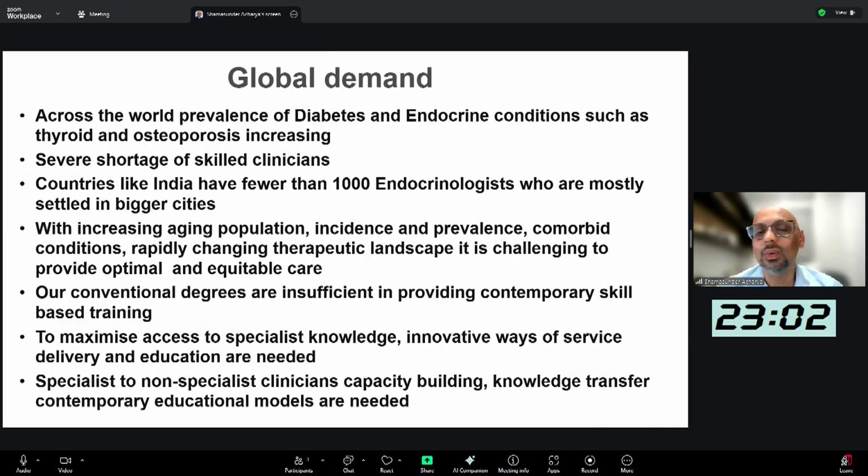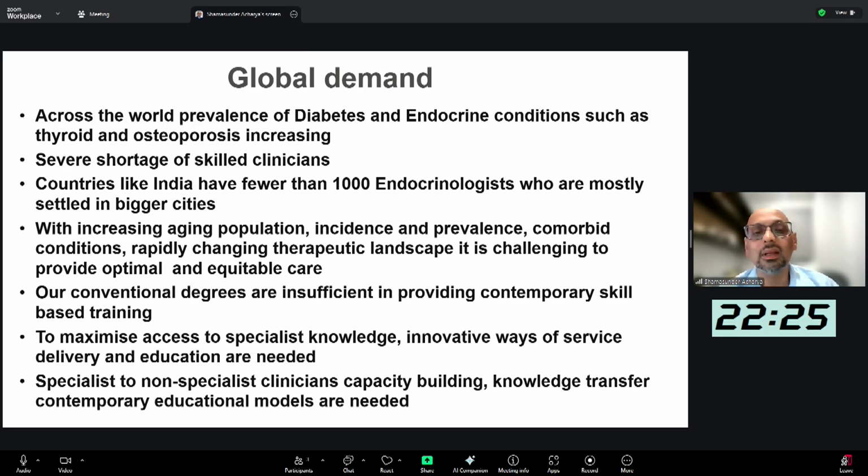So why do we need this course? Can we not just send everybody to an endocrinologist? Well, across the world, you all know how the prevalence of diabetes and endocrine conditions has been exponentially rising, including thyroid and osteoporosis. People are living longer. Not only that, they are living with more comorbid conditions, which makes it very difficult to manage their conditions together. We have a severe shortage of skilled clinicians, whether it is primary care or specialists.